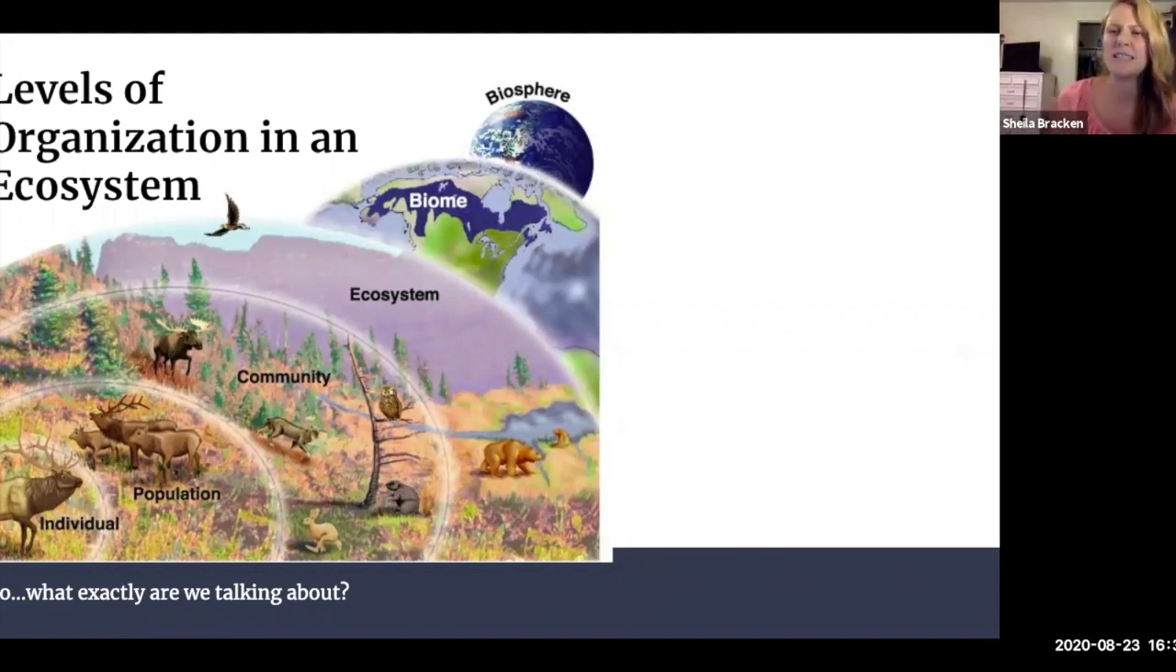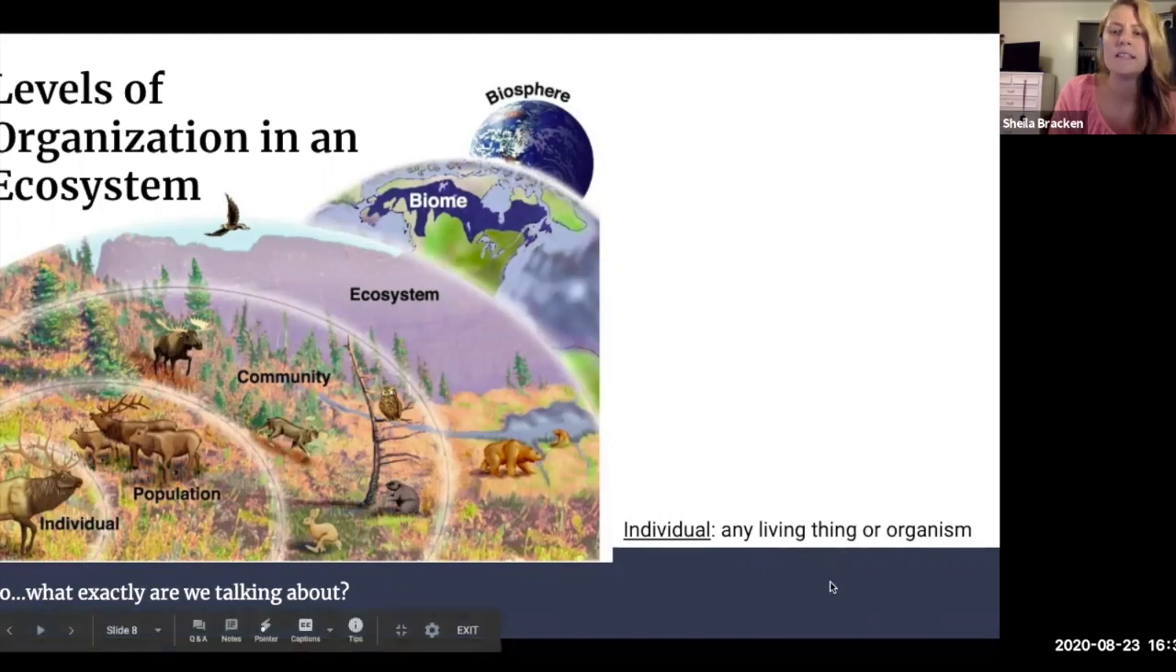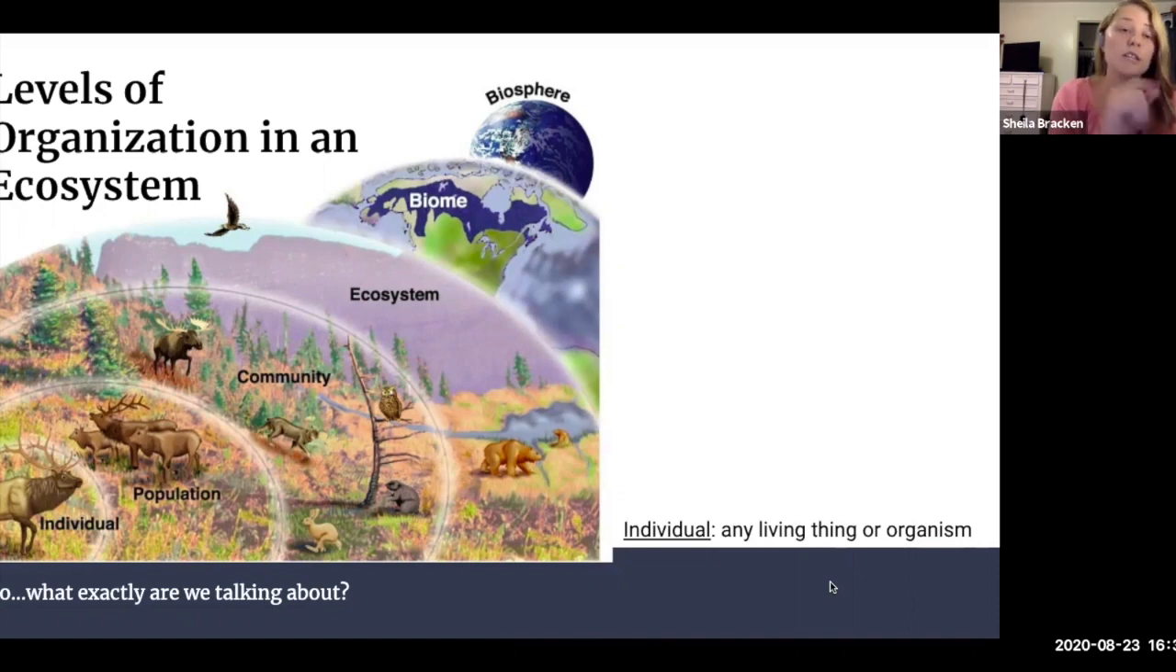So let's talk about levels of organization in an ecosystem. Let's think about what exactly it is we're talking about here, right? We're going to start with an individual. That's right down here at the bottom, our individual. This is any living thing or organism, just one. So you're an individual. My cat's an individual. He's sitting over here. Individually, right? This moose here in this example is one individual. And I'm guessing it's a he because he has antlers.